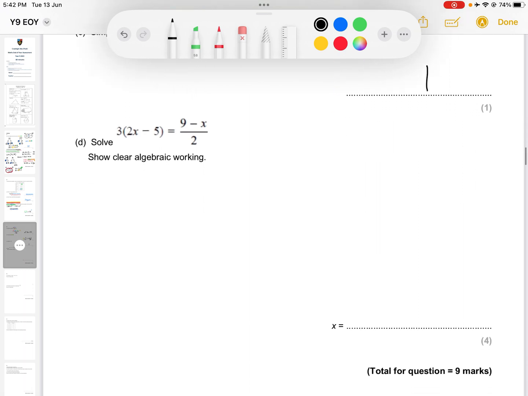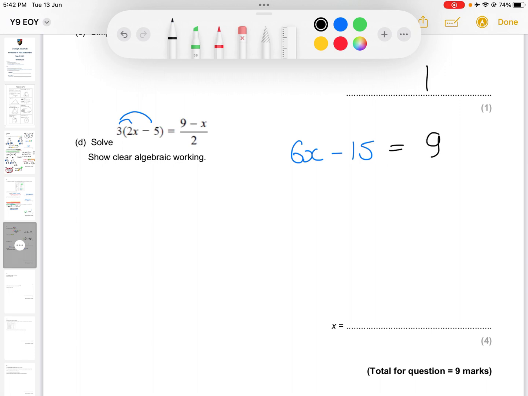Part D, solve the following equation. Lots of steps to this. The first thing that jumps out at me, though it doesn't really matter, is to expand those brackets. 3 times 2x giving us 6x, and 3 times negative 5 giving us a negative 15.